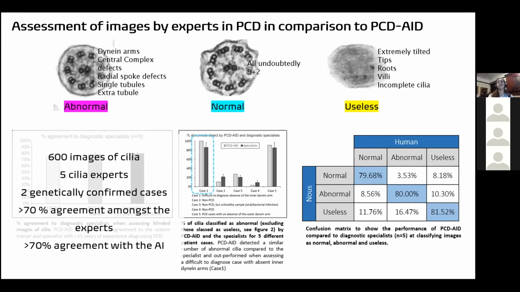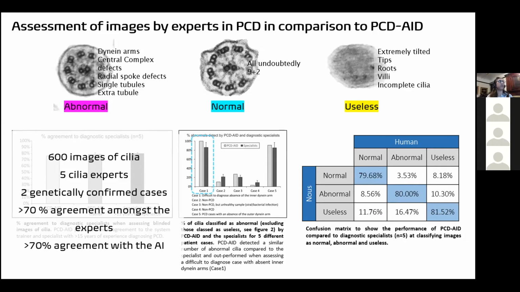I don't want to completely bore you with these graphs, but I can tell you that we had more than 70% agreement between the experts and between the experts and the AI. Actually, there was one case, inner dynein arm defect plus disarrangements, where the machine picked up 100% of the inner dynein arm missing, and the experts were a bit more cautious.